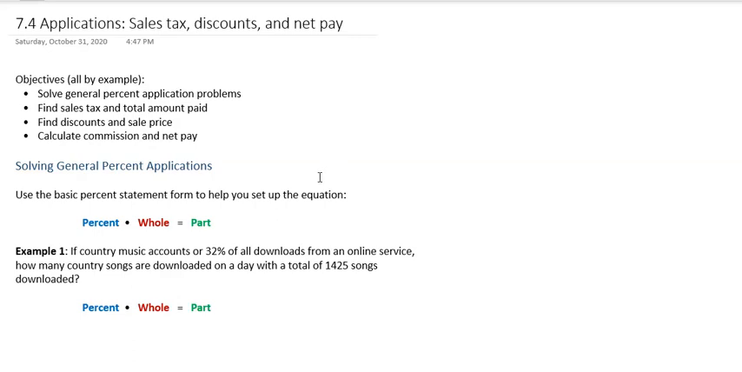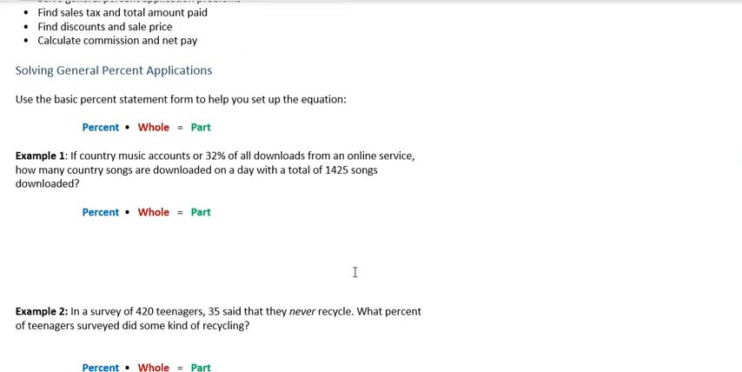And then we're going to talk about sales tax, discount, sale price, and commission and net pay when it comes to having taxes taken out of your pay. So solving general percent applications, we're going to use the basic percent statement form to help you set up the equation. So remember, in past sections we've talked about percent times whole equals part. But percent has to be as a rate, so it needs to be a decimal. You take that times the whole and that gives you the part. We're going to use this over and over again in these problems.